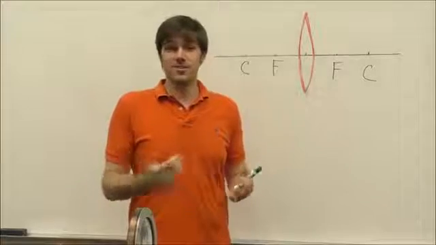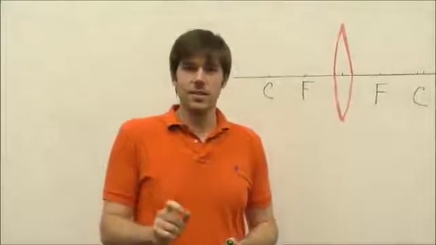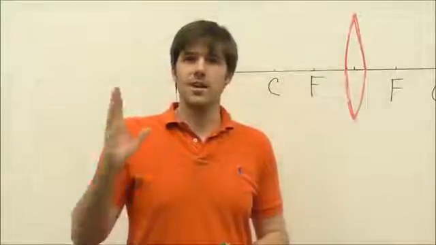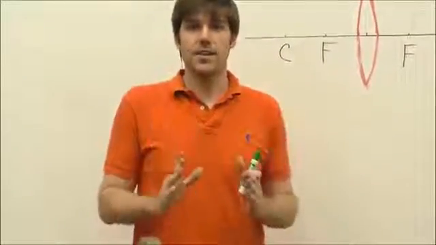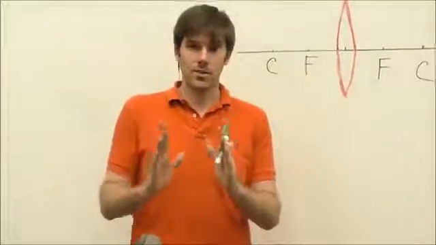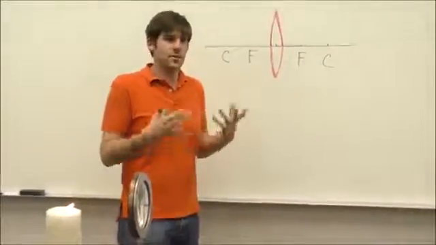In this demonstration, we're going to show the various images that are formed by a thin converging lens when an object is located at particular distances away from the lens. And we're going to find out that it's very dependent upon the distance of the object from the lens. So we're going to go through several scenarios and see what happens.